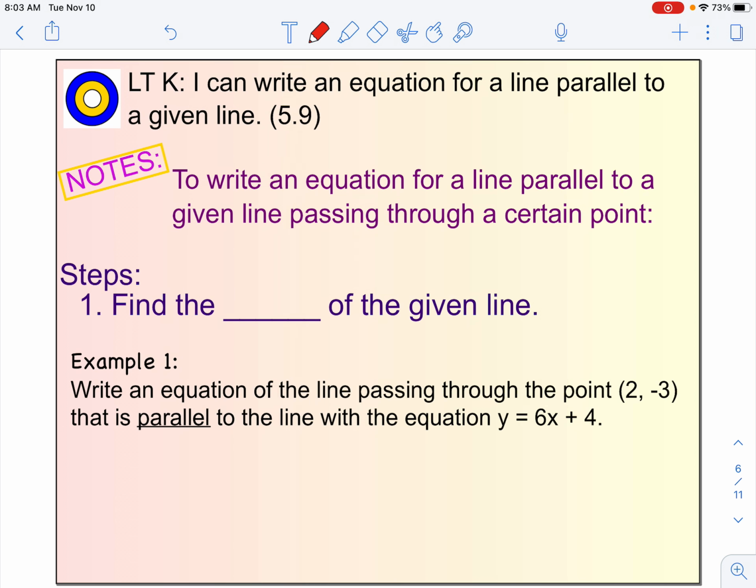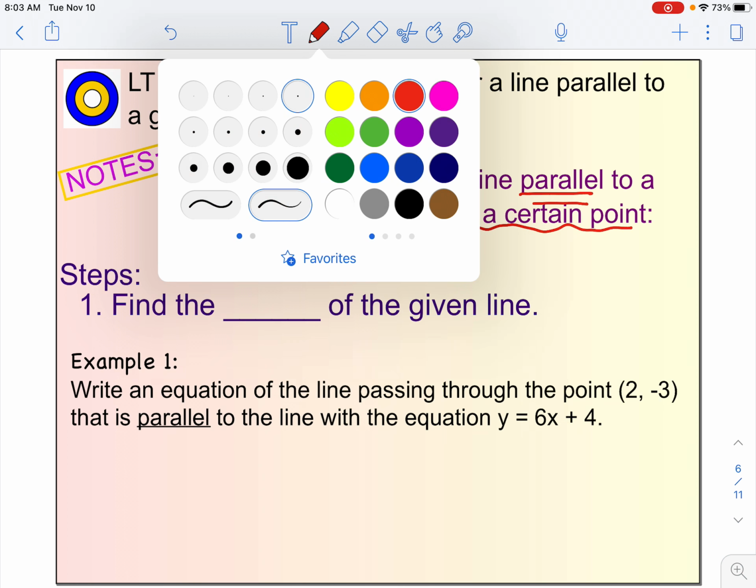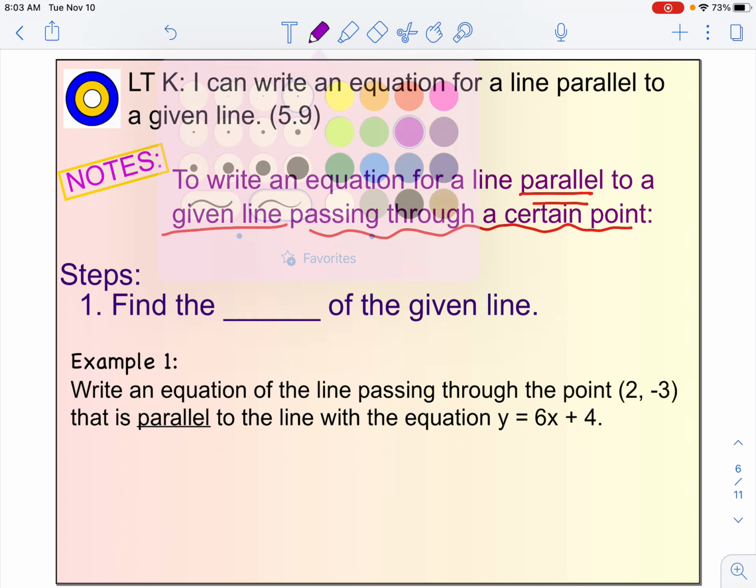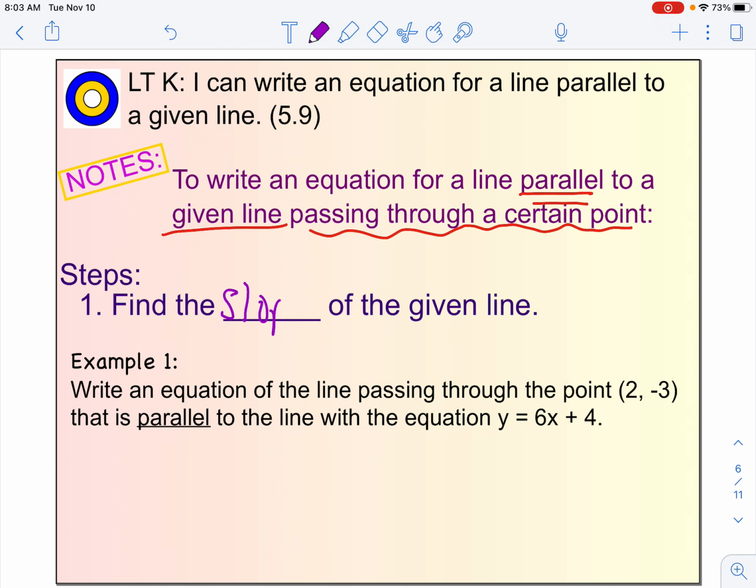So here's how we do that. Here's how to write an equation for a line parallel to a given line passing through a certain point. So we want it to be parallel to a given line, but passing through a certain point. So the first thing we do is we find the slope of the line. So we're going to find the slope of the given line. Sometimes it's pretty easy.